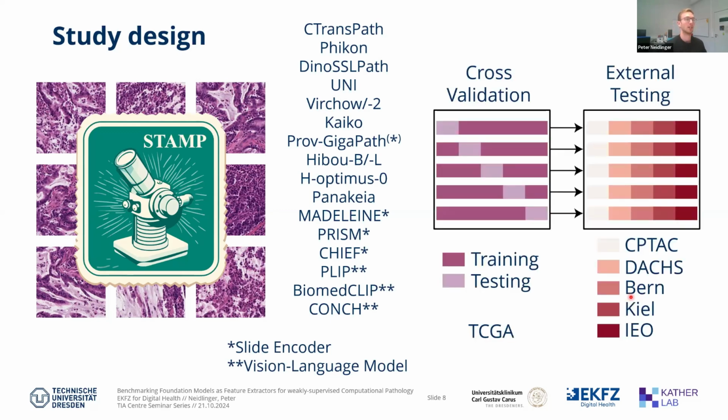And then it was always the same setup. So I did 5-fold cross-validation, always training on 80% of the data and leaving 20% out for testing. And this was done on TCGA only. And then each of these 5 models I then externally deployed on the 5 external cohorts, so in CPTAC, DACHS, Bern, Kiel, and IEO.